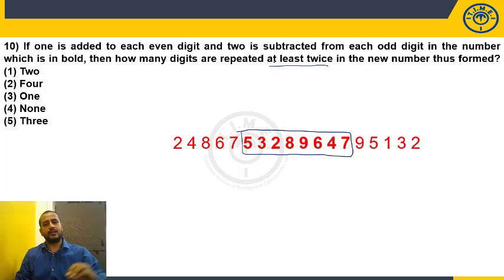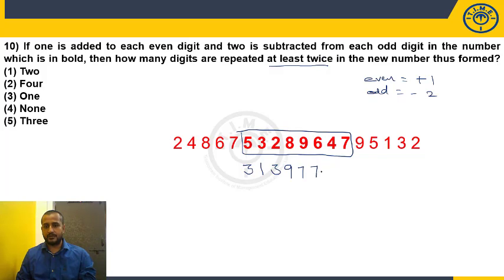Okay, this question generally comes in miscellaneous, but it can also be given in the form of sequence. What are the conditions given? For each even digit, 1 is added, and for each odd digit, 2 is subtracted. This is the part which is in bold. So apply that condition. For odd, minus 2, so 5 becomes 3, 3 becomes 1. For even, plus 1, so 2 becomes 3. Even, 8 becomes 9. Odd, 9 becomes 7. 6 is even, so plus 1, 7. 4, even, becomes 5.